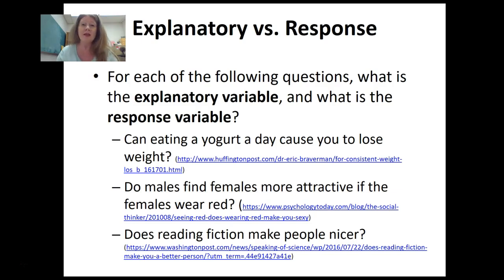I have links here in case you are really interested in one of these particular studies. You can read more. It turns out, based on the research, that the answer to all these questions is yes. But again, is the research good or bad? I'll let you decide that. Hopefully you'll go and learn a little bit more about these studies.